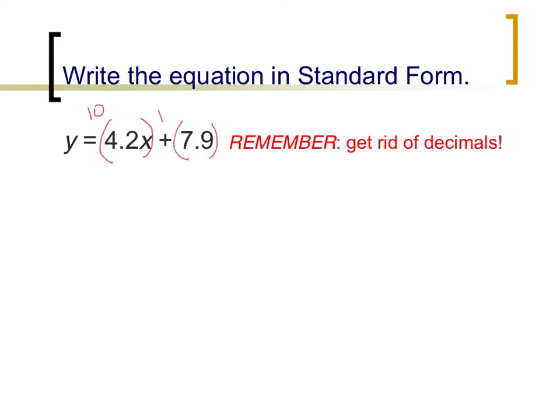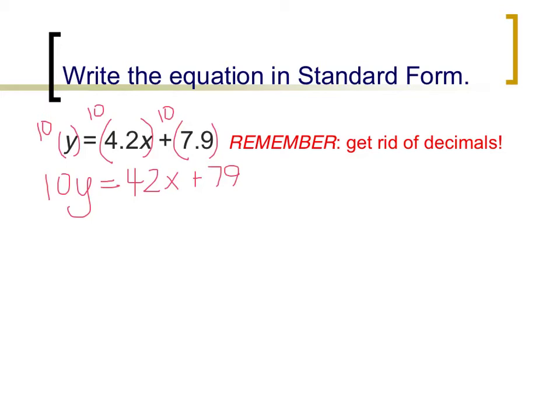Multiplying by 10 keeps my digits the same, but it moves my decimal place one point. I use a 10 for every digit to the right of the decimal place. Now remember, we have to be fair and multiply all terms by the same number. Once I multiply by 10, I will get 10y on the left. That will equal 10 times 4.2 is 42x, plus 10 times 7.9 is 79.